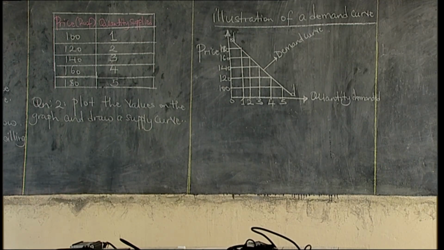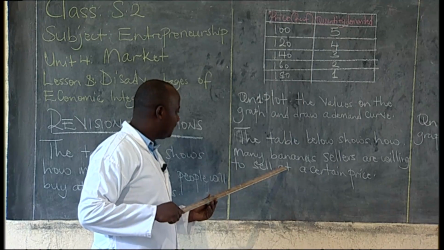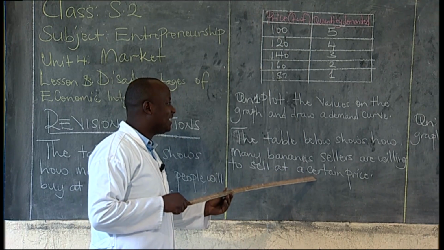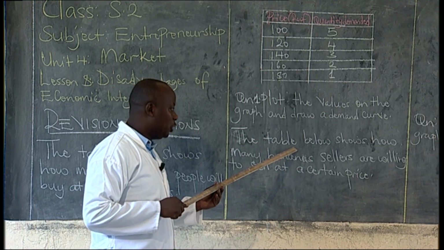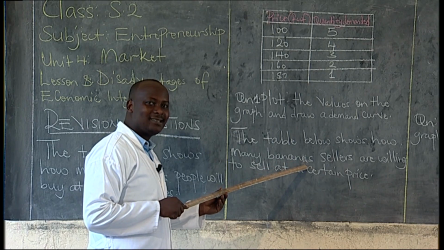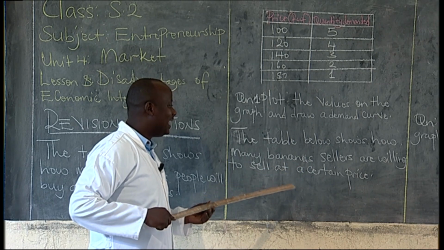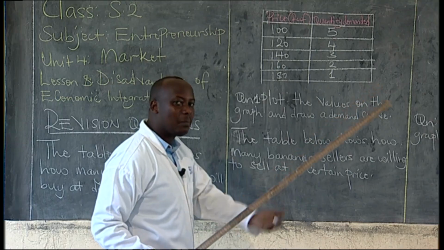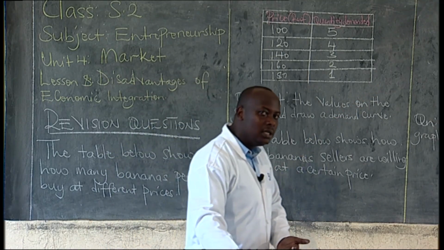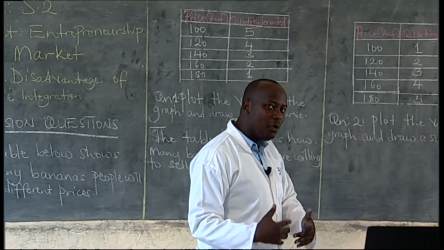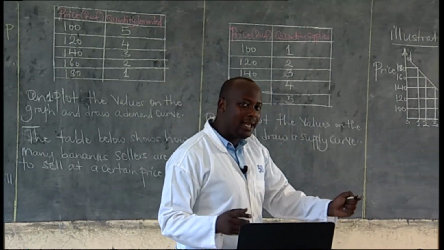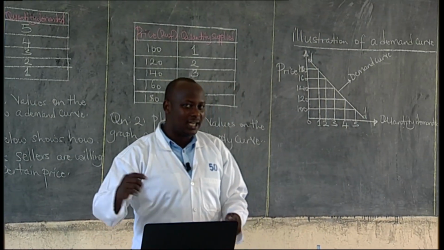Then, the next is, the table below shows how many banana sellers are willing to sell at a certain price. This is supply. Because supply is the amount of commodities that producers are willing and able to put at the market at a given price.